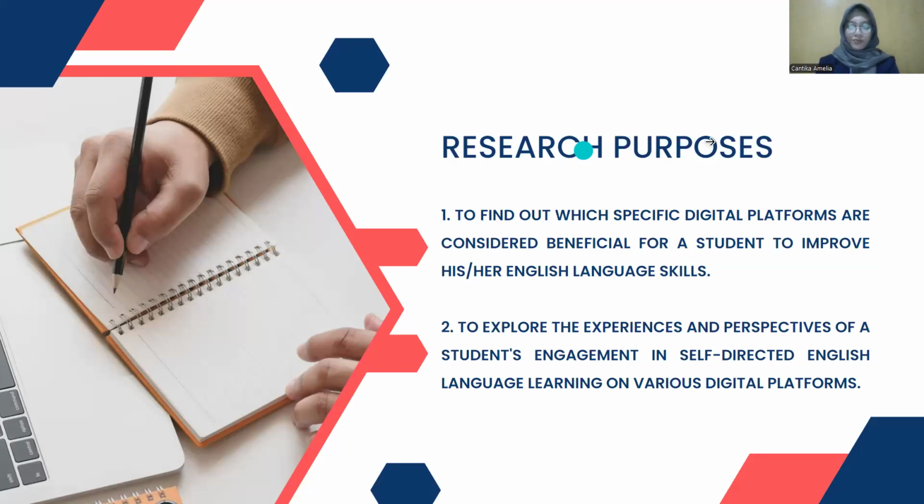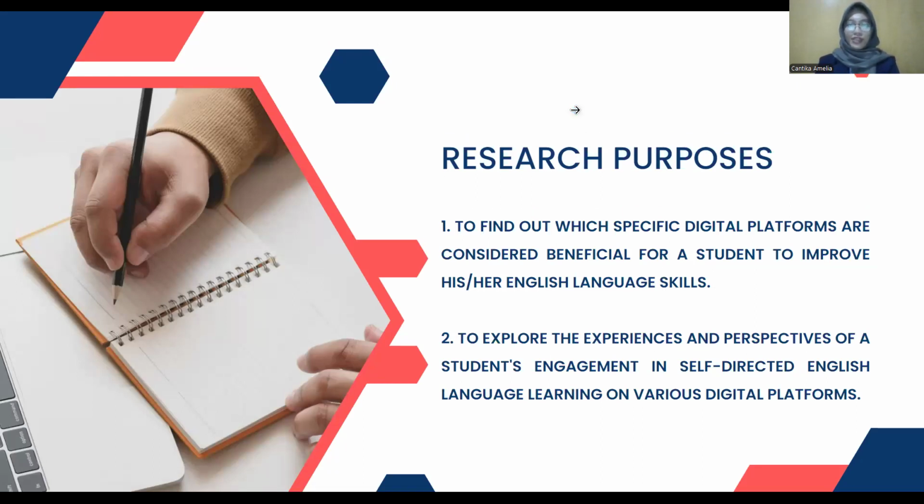And then for the research purposes, the first is to find out which specific digital platforms are considered beneficial for a student to improve his or her English language skill. And the second research purpose is to explore the experiences and perspective of a student's engagement in self-directed English language learning on various digital platforms.